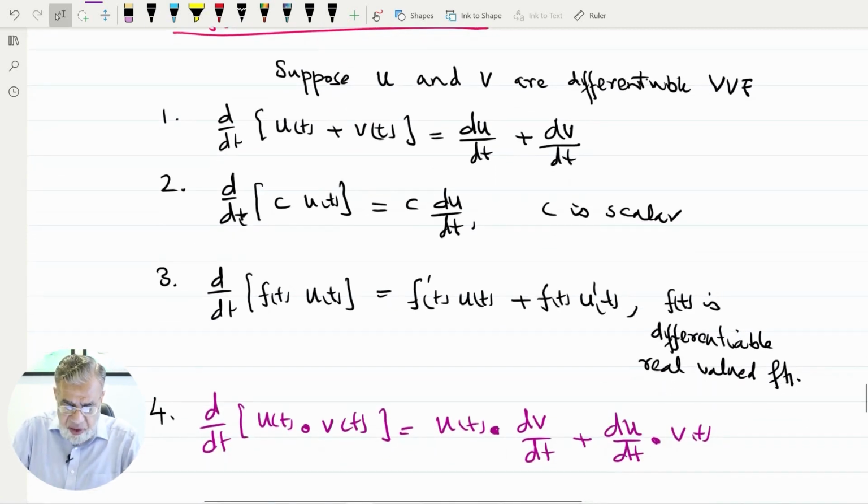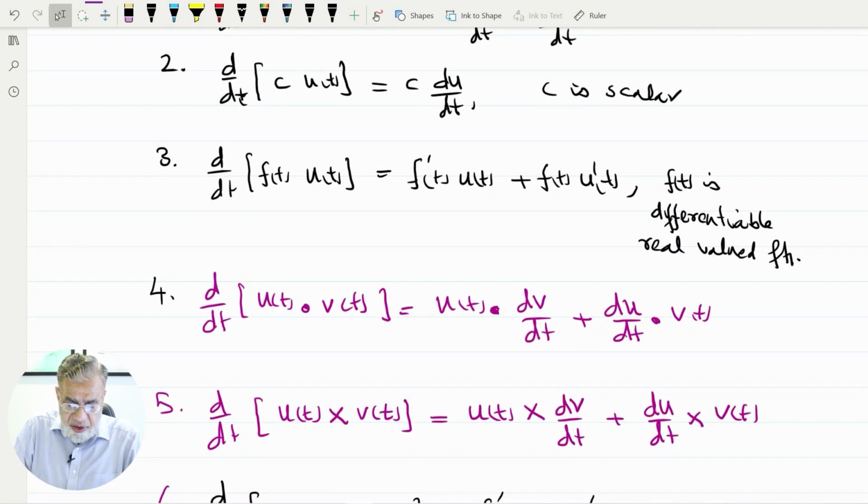Now next is the product, where f of t is a differentiable real valued function, not a vector valued function, and u of t is a vector valued function. We want to differentiate, so we use the product rule: the derivative of the first function times the second plus the first function times the derivative of the second. So we take the derivative of the first function f of t, into the second function u of t, plus the first function f of t times the derivative of the second function, du by dt.